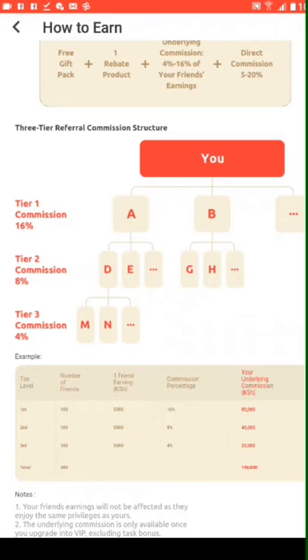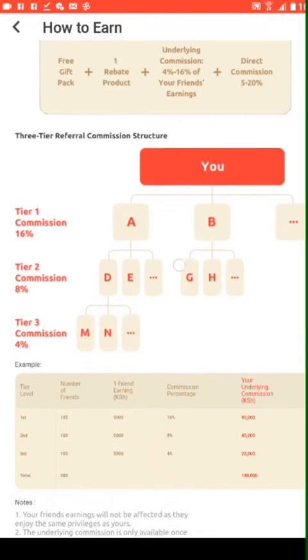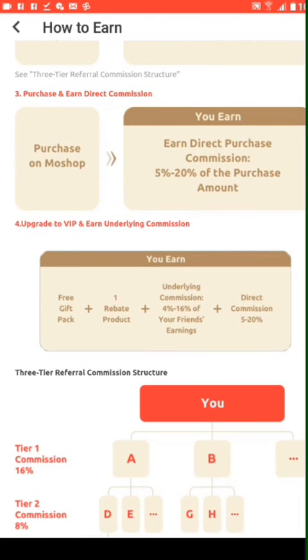Then on the other friends they invite, you'll also earn. That's what we call tier 2. You'll earn 8% from them. Whenever they do a purchase and complete it, you'll earn 8%. Then on tier 3, you'll earn 4% whenever the friends of their friends buy and complete a task from Moshop. We want to leave it there because these commissions will also differ from one point to another when you go to underlying commission.